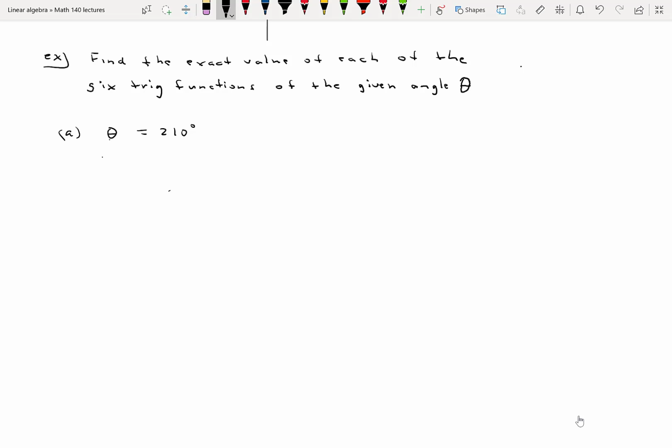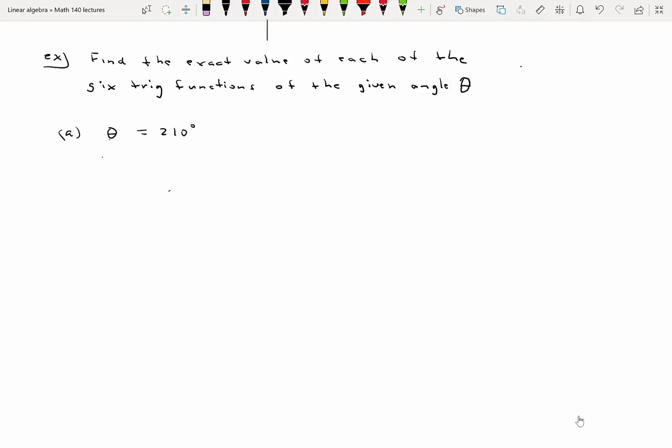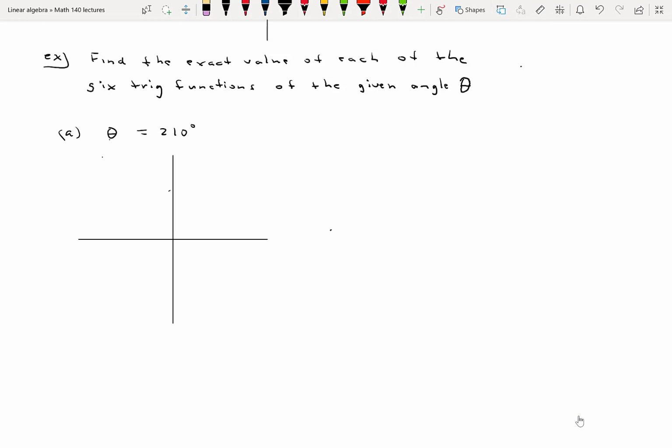The first thing to do is to sketch a graph of the angle in standard position. So let's sketch the angle 210 degrees in standard position. Well, 210 degrees goes past 180 by how much? By 30. 210 is the same thing as 180 plus 30 more. So let's draw that angle in standard position.